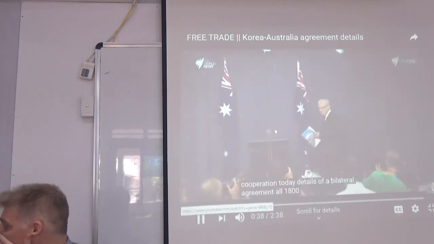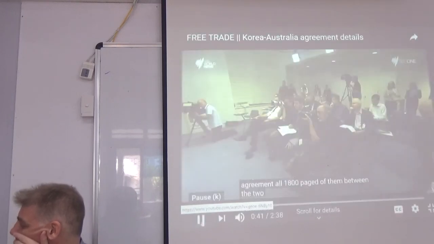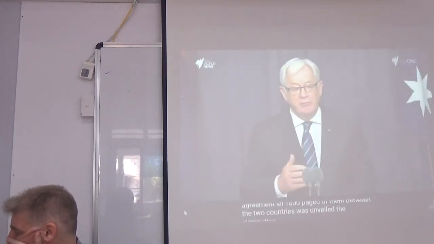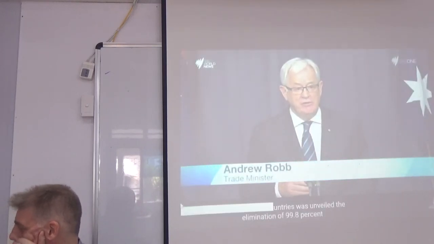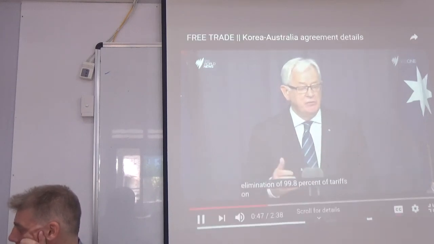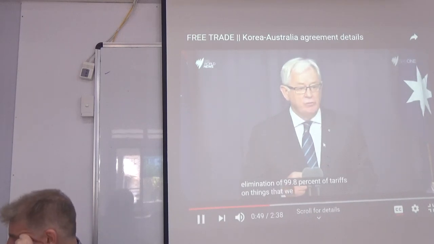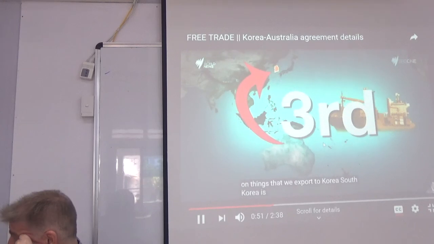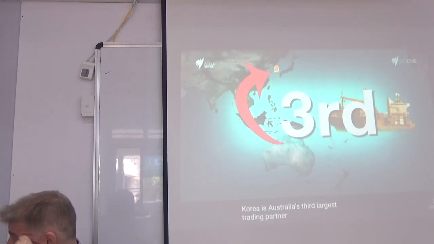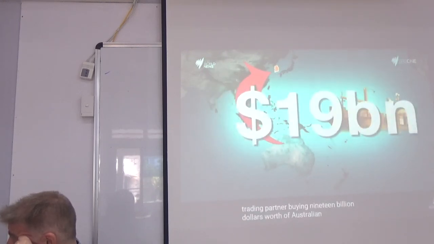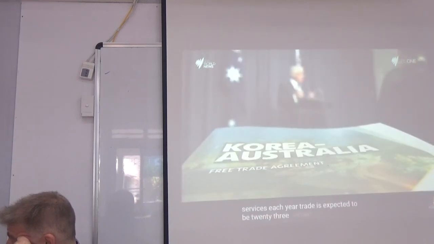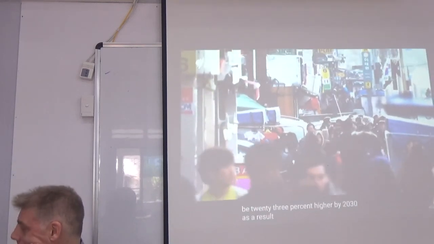Agreement, all 1,800 pages of them, between the two countries was unveiled. There's the elimination of 99.8% of tariffs on things that we export to Korea. South Korea is Australia's third largest trading partner, buying $19 billion worth of Australian goods and services each year. Trade is expected to be 23% higher by 2030 as a result of the agreement.